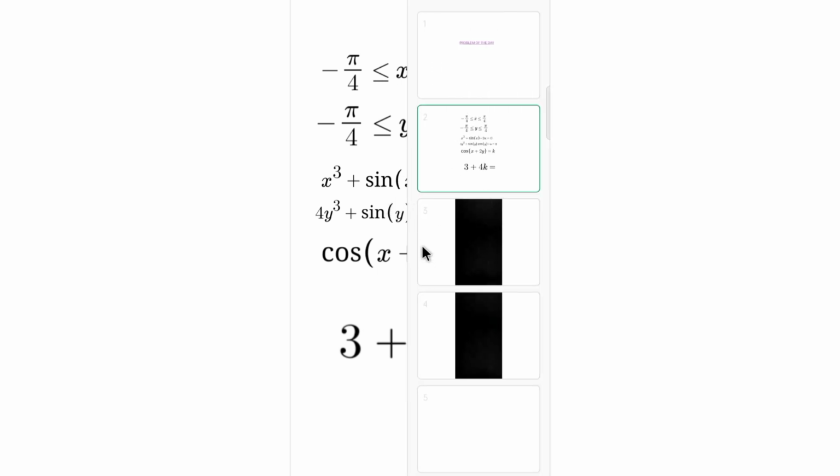Stepping into the solution part, I'll write the equations. The first equation given to us is x cube plus sin x minus 2a equals 0. The second one is cos of x plus 2y is equal to k. And the third equation is 4y cube plus sin y into cos y plus a equals 0.